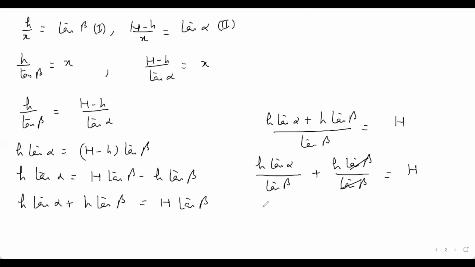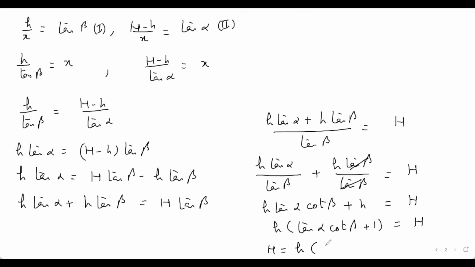So this is equal to h tan alpha, 1 by tan beta can be written as cot beta, plus h is equal to capital H. Take h common. I'll have h times tan alpha cot beta plus 1 is equal to capital H. So that is the height of the other house. So capital H is equal to h(1 + tan alpha cot beta). So that is the height of the other house.